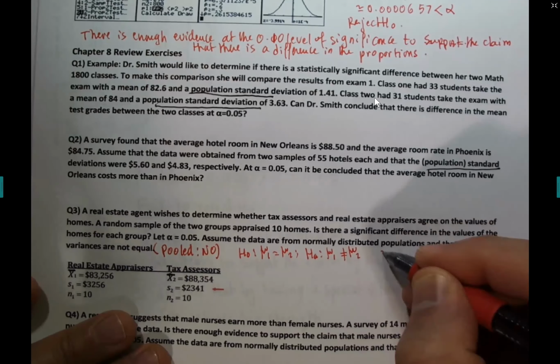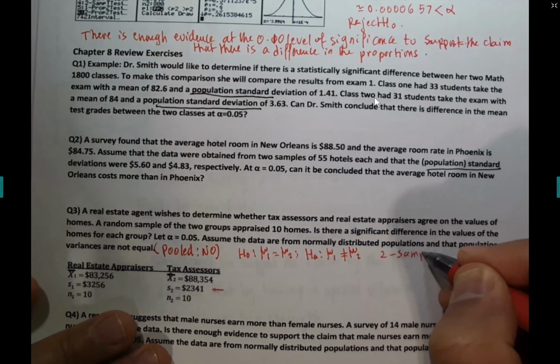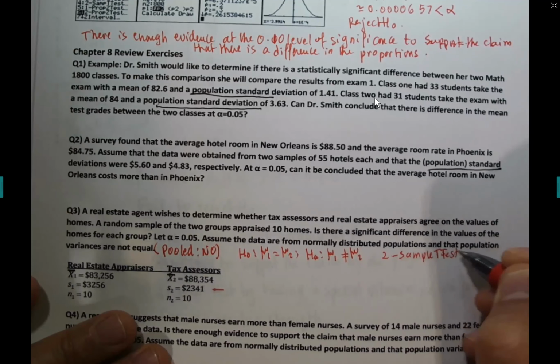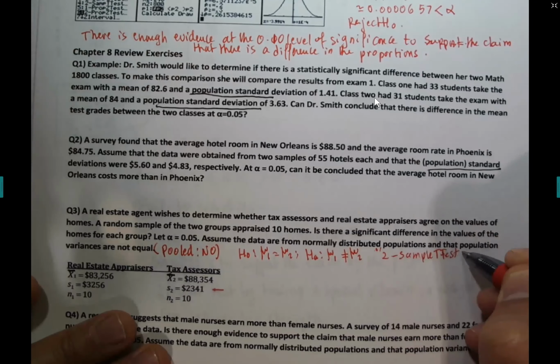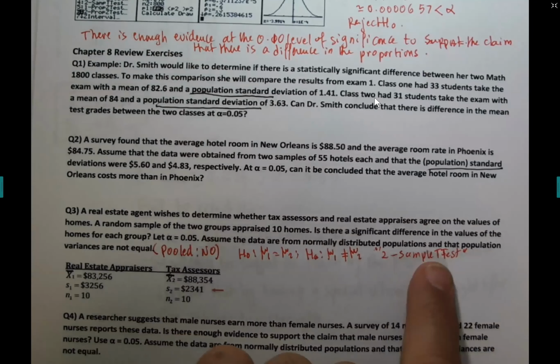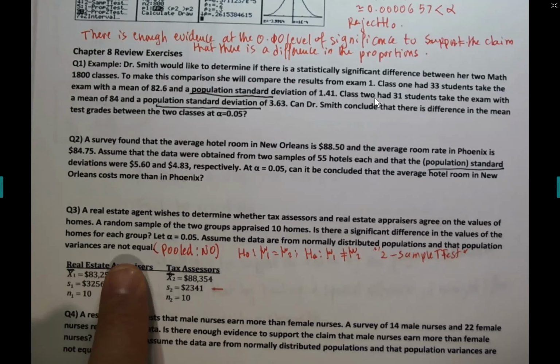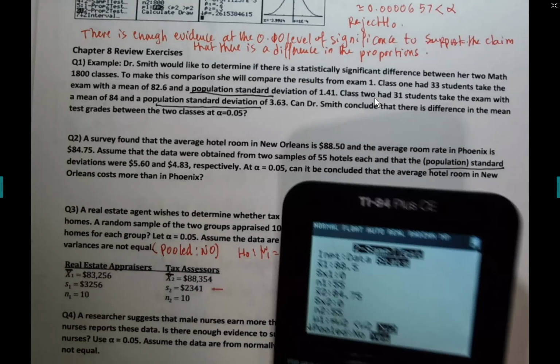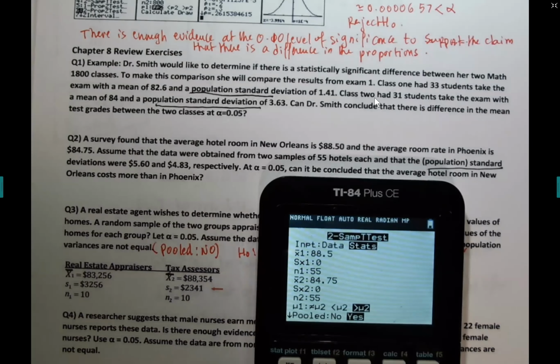And it is a 2-sample t-test. Again, the big hint for you guys when he says assume population variances are not equal, that's a pooled, and pooled only exists in t-test. So we're going to do a 2-sample t-test, and let's see. Stat. It's number 4, guys. There you go. Let's enter the data.